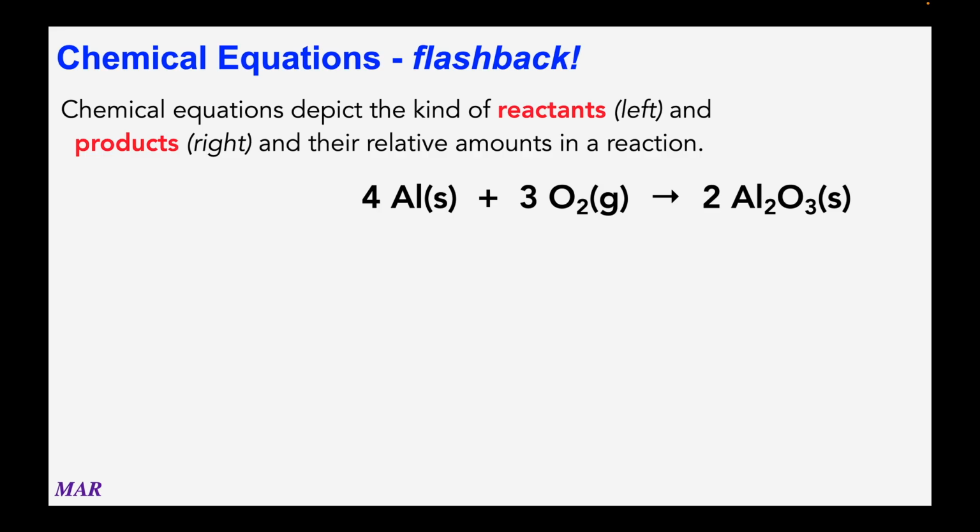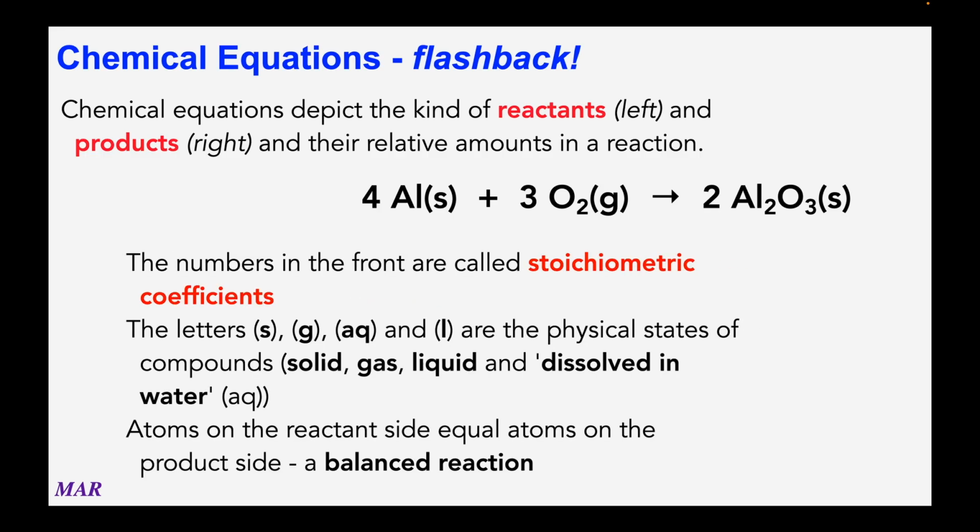And also, those stoichiometric coefficients, really cool. And again, 4 plus 3 does not equal 2. That's okay. But the atoms of aluminum on the reactant left side equal the atoms of aluminum on the product right side, and the atoms of oxygen, 3 times 2, 6, equal the atoms of oxygen, 2 times 3, 6, on both sides. So it's the atoms that are balanced, but not necessarily the coefficients. Those coefficients are super important, though, we're going to see in a little bit, so just hang on.